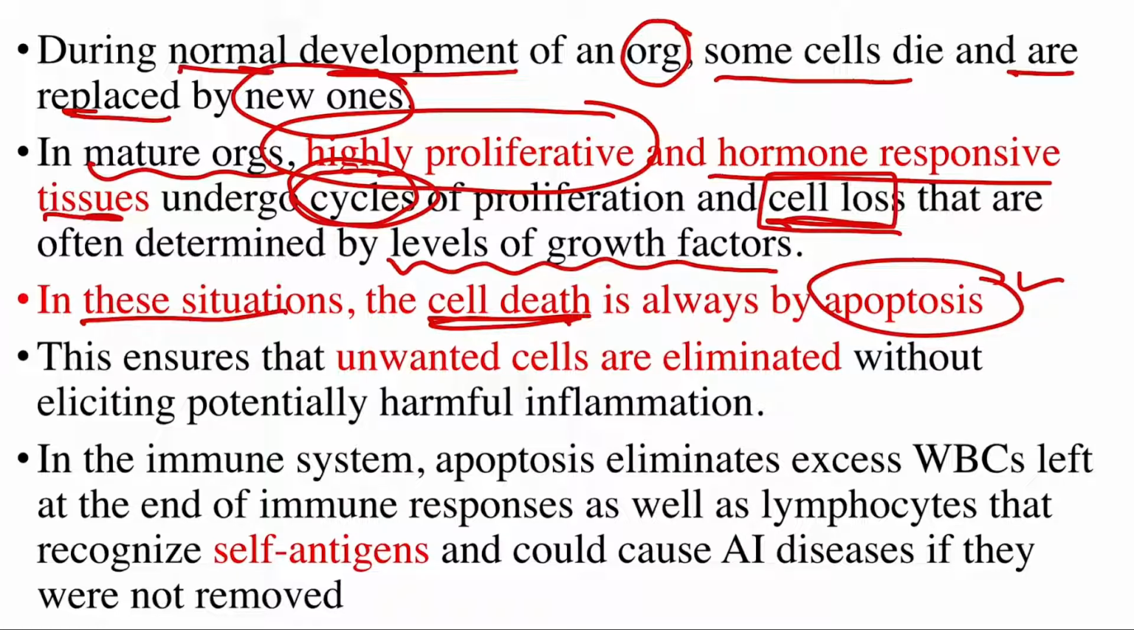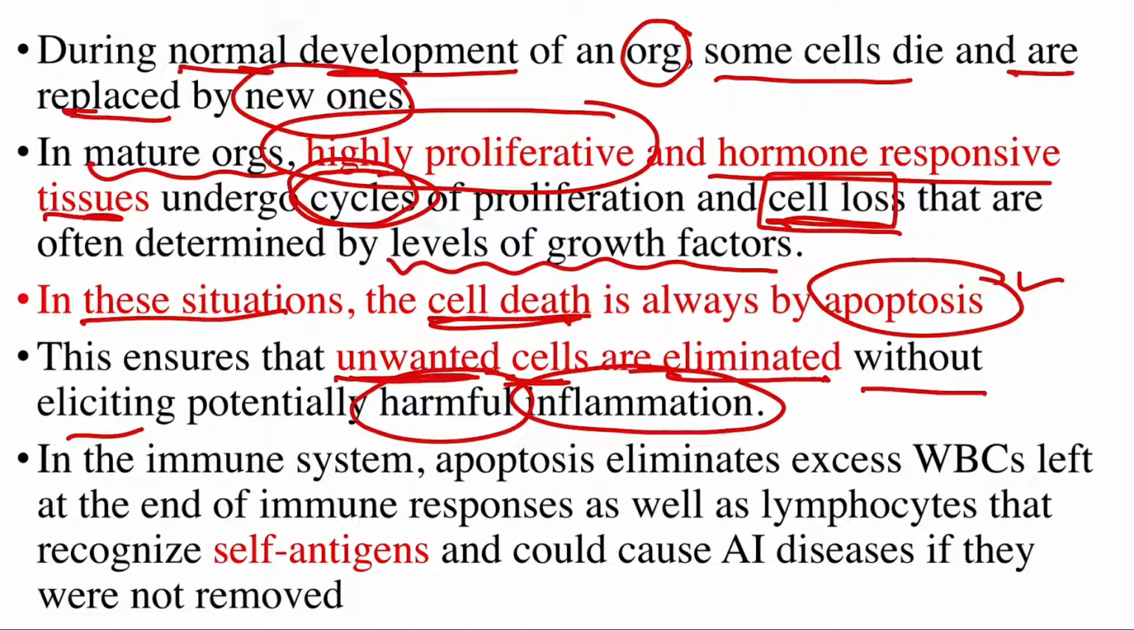Now, why is this required? I said apoptosis can be physiological as well. So whatever occurs physiologically, that has some meaning, that has some purpose. So what is the purpose of apoptosis that occurs physiologically? It ensures that the unwanted cells are eliminated without eliciting potentially harmful inflammation. We all know that if cells are not eliminated and they persist, then obviously they will induce inflammation, and if inflammation occurs, a lot of damage can also occur if it is chronic.